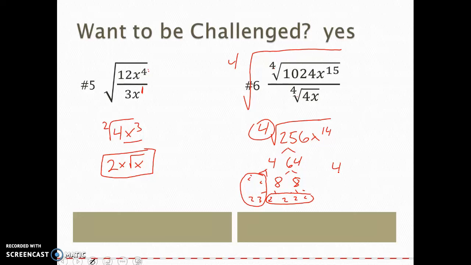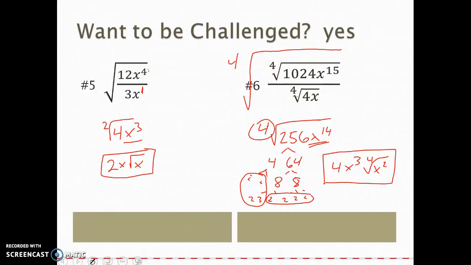And then I want to figure out how many groups of 4 x's can I pull out. I have 14 x's, and so that's going to be an x to the third on the outside because that's 3 groups of 4. That's 12 of them. And then I have 2 x's left over inside the radical sign. And so, again, here I have an even and an odd situation. I'd probably need to put absolute values around the x to the third. But if we assume that all variables are positive, then I don't have to worry about that. So my final answer here for number 6 is 4x to the third times the fourth root of x squared.